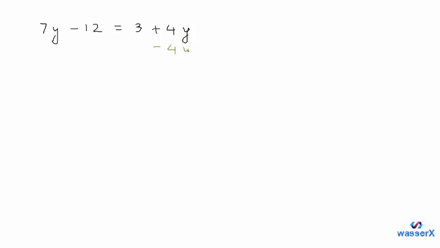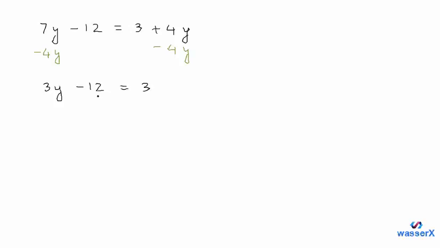Now what that will do is, it will nullify or cancel the plus 4y on the right hand side, so you have a 0 here. And if you do that, don't forget to do the same thing on the other side. Therefore, we have 7y minus 4y, which is 3y, minus 12 is equal to 3 plus 4y minus 4y is 0. 3 plus 0 or 3 minus 0 doesn't matter. It's just 3. Now, you just have a y on the left hand side of the equation. There's no y on the other side. The other side is a constant number, 3.